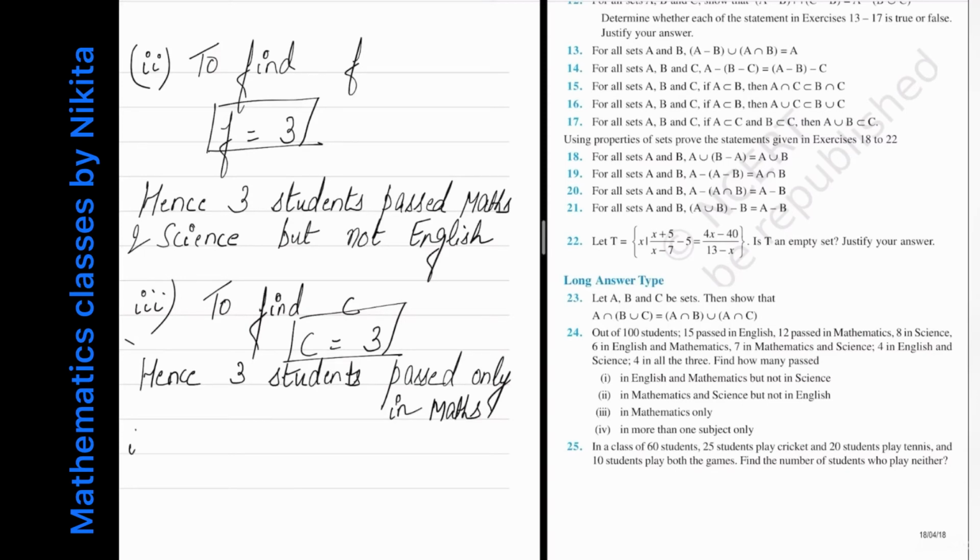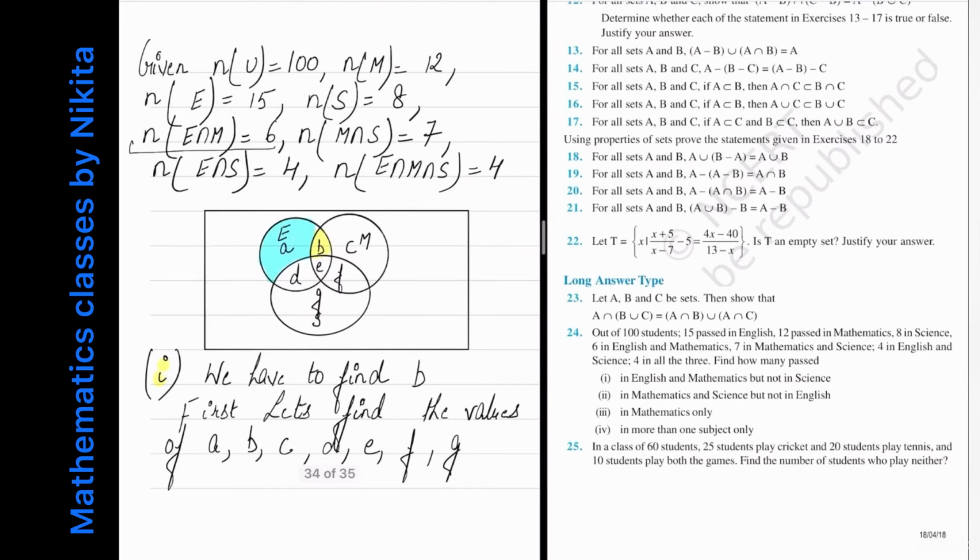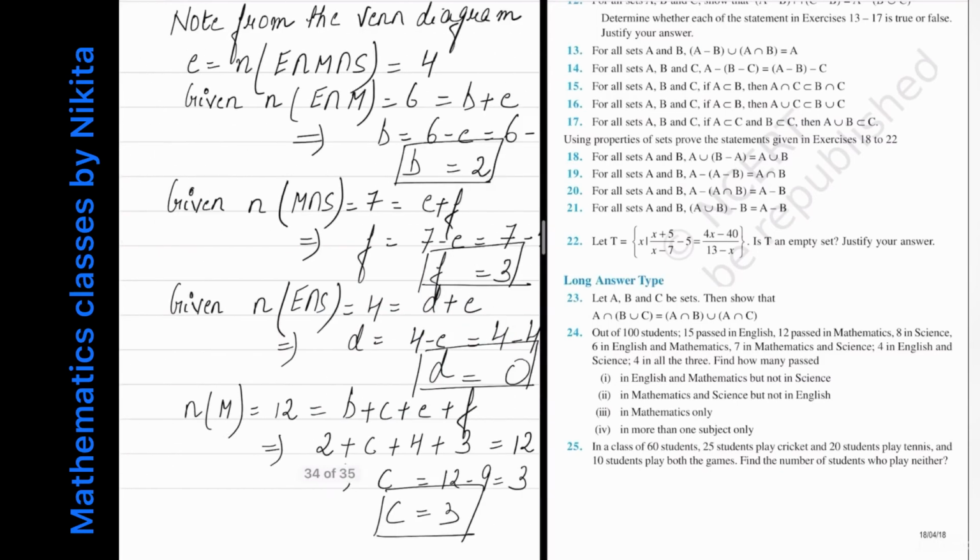Okay, now fourth part. Now in the fourth part you have to find in more than one subject only. So more than one subject means एक से ज़्यादा. तो एक से ज़्यादा means आपको B फाइंड करना है, आपको D फाइंड करना है, आपको F फाइंड करना है और आपको E फाइंड करना है, और इन सब का सम फाइंड करना है. ठीक है. सो मोर देन वन, A, C और G को निकाल देना है. ठीक है. सो यू हैव टू फाइंड B plus D plus F plus E.